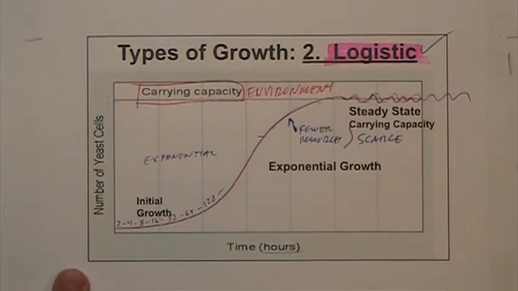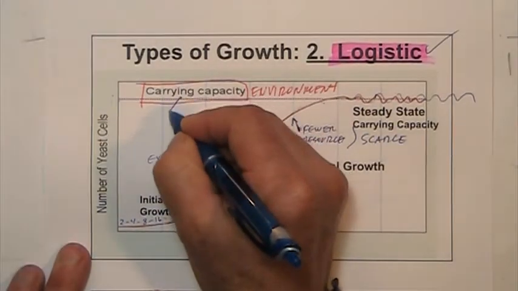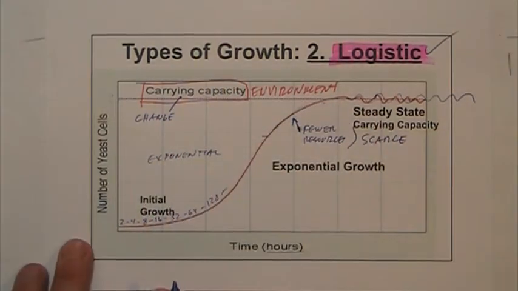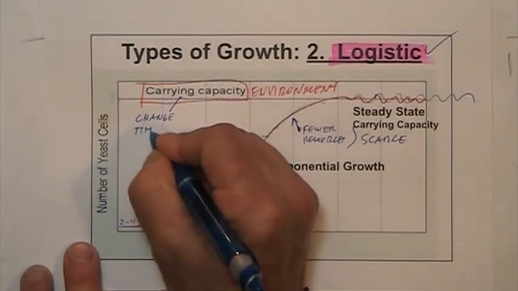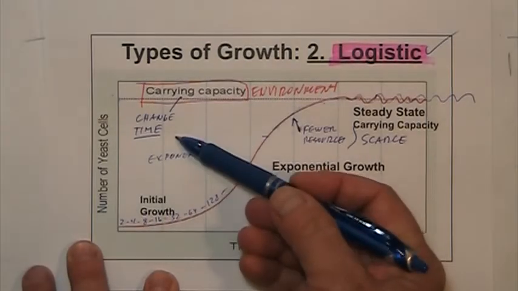This is the maximum number of individuals that a particular environment can support based on the resources available. One important thing about this carrying capacity is that it can change from environment to environment, from species to species, and even for the same species, it can change from year to year based on the environmental conditions.